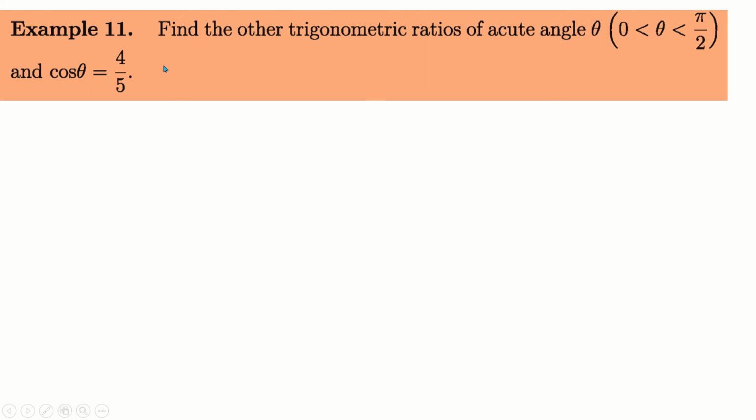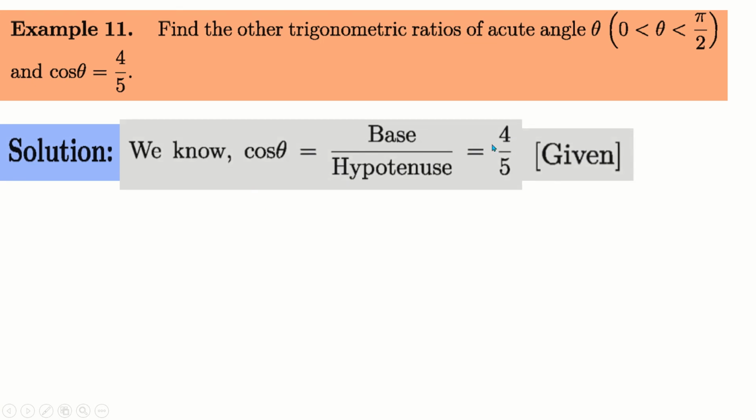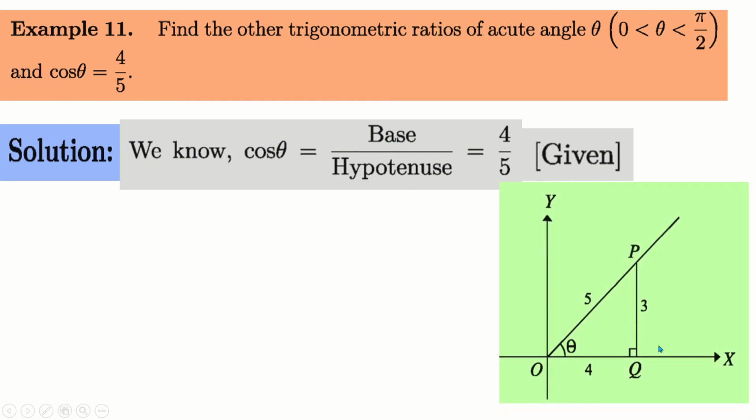Again I will repeat. Find the other trigonometric ratios of acute angle theta, given cos theta equals 4 by 5. This is the given condition. Acute angle means in the range 0 to pi by 2. Solution: cos is equal to base by hypotenuse, or adjacent side by hypotenuse. Follow the figure here. Base means OQ, and hypotenuse OP is 5.